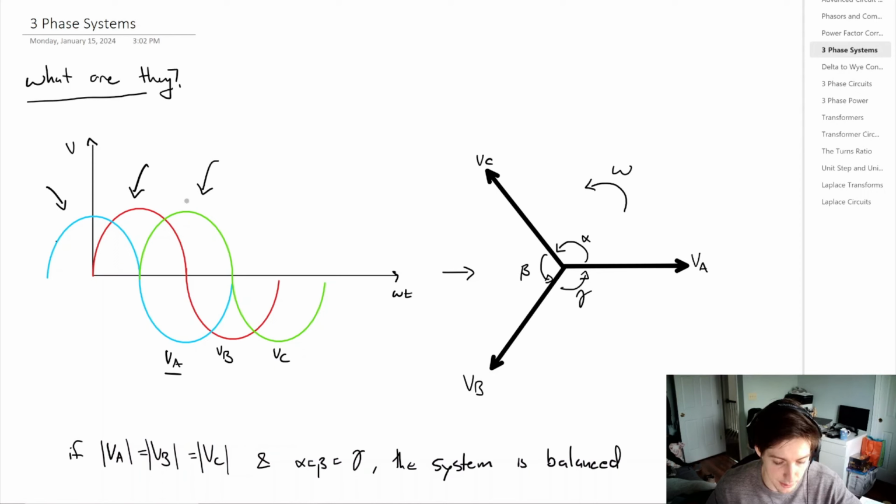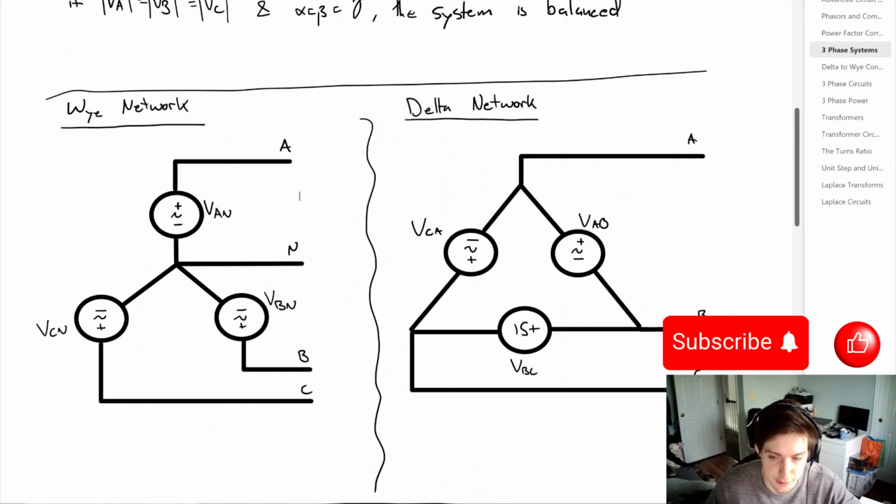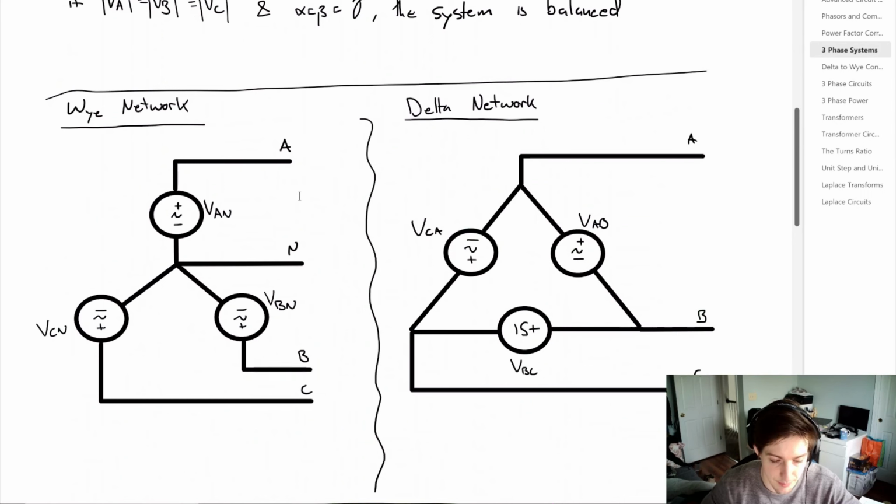Now we're going to have a second voltage and a third voltage, each with different phase angles. And they'll have amplitudes VA, VB, and VC. And if we make a phasor diagram, we essentially get this here on the right, where the differences in the phase angles we just define as alpha, beta, and gamma. So if the amplitudes are all equal and the differences in the phases are all equal, we have a balanced system. So there's two kinds of networks we're going to consider: the Y network and the delta network.